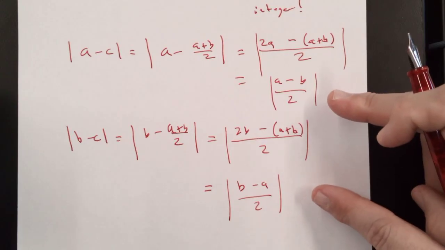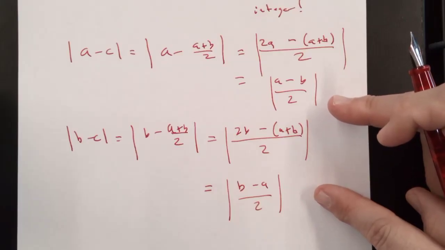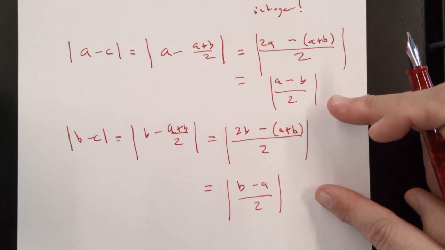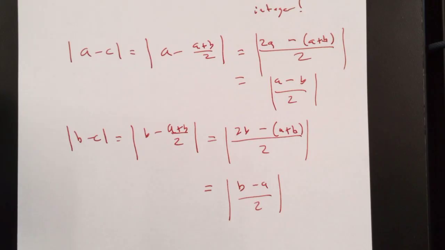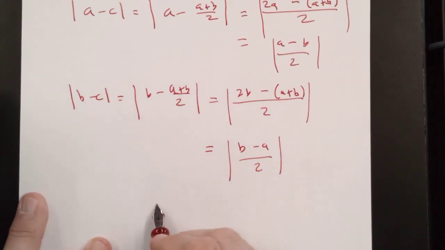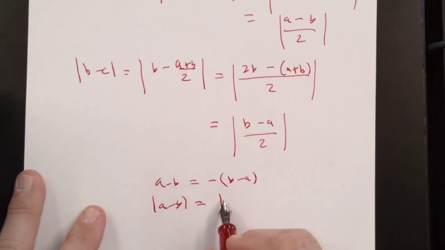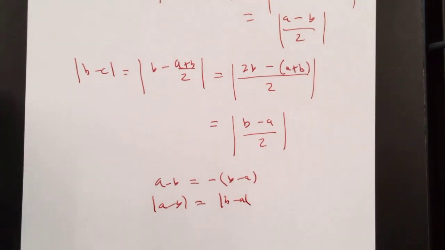What do you know about those two things? Because a minus b is minus the quantity b minus a, isn't it? And that means that the absolute value of a minus b is the same as the absolute value of b minus a. Those two are the same.